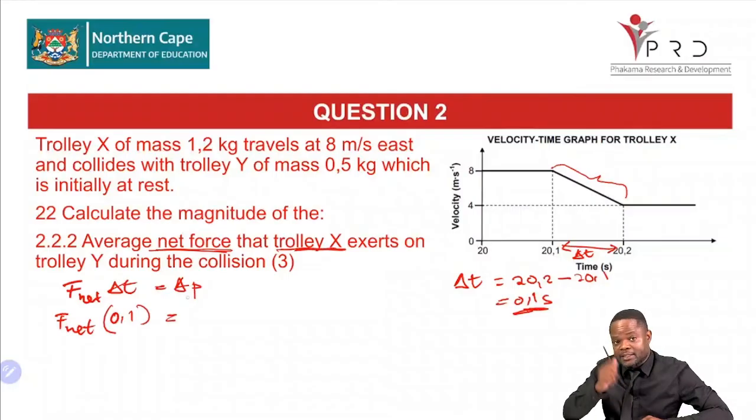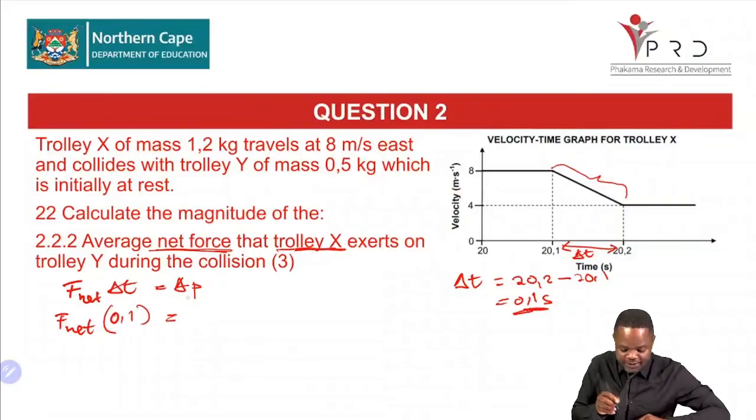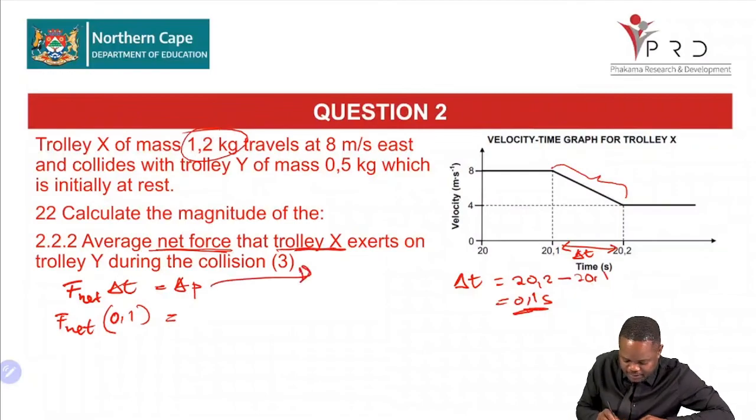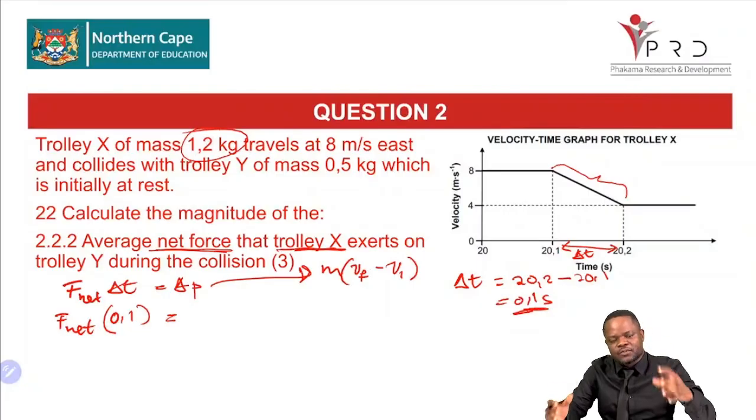And then what is our delta P? Our change in momentum. I said, remember, we need to use the details of trolley X. Remember, change in momentum, your delta P is the mass multiplied by the final velocity minus the initial velocity. You realize now what we've all been doing now is formulas and substitution. So it is important that you master your formulas. If you have a question, you should be able to identify, okay, in this case, I'm supposed to use this particular formula, and you won't go wrong.